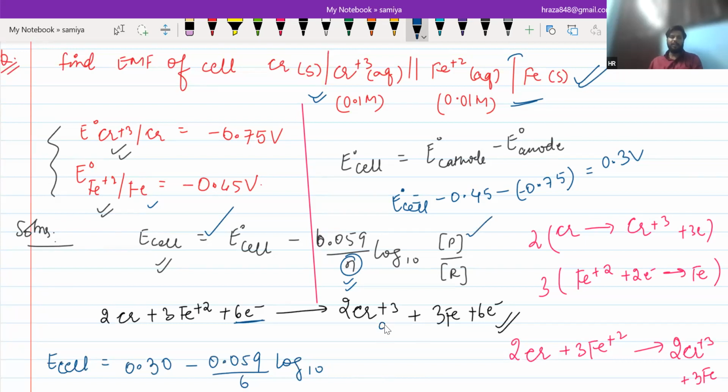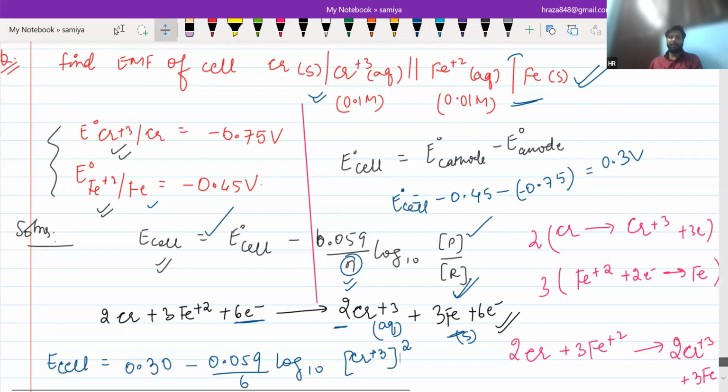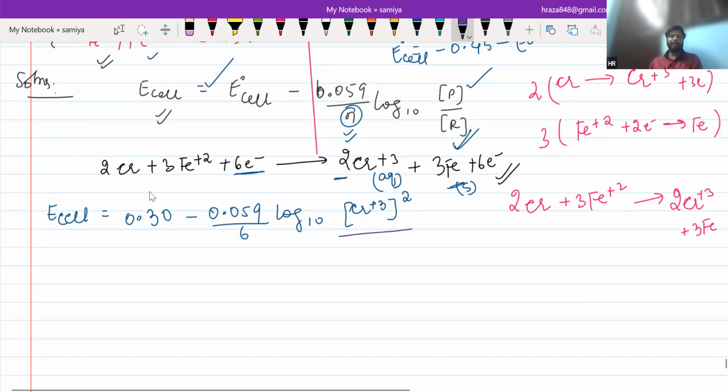On the product side, this is in aqueous solution because it is in ionic form, and this is in solid state. So we will leave this because its value is 1. So the product is Cr+3, and whatever its stoichiometric coefficient is, it will come into its power, upon the reactant. In the reactant, you can see this is in solid state and this is in aqueous state. So Fe+2, and whatever its stoichiometric coefficient is, it will be in its power. Now just put the value and get your answer.